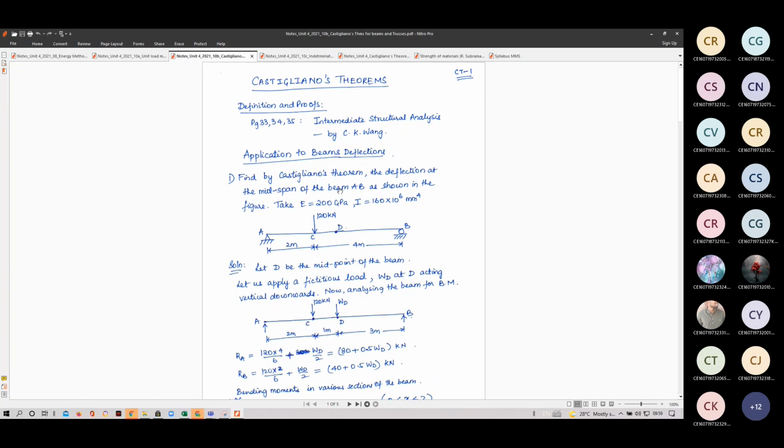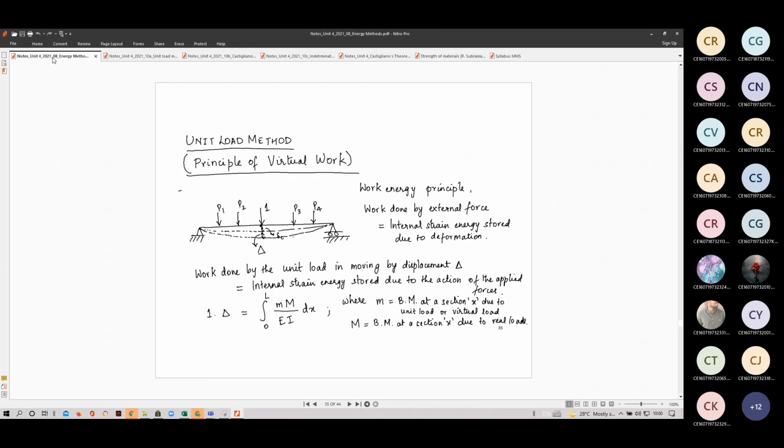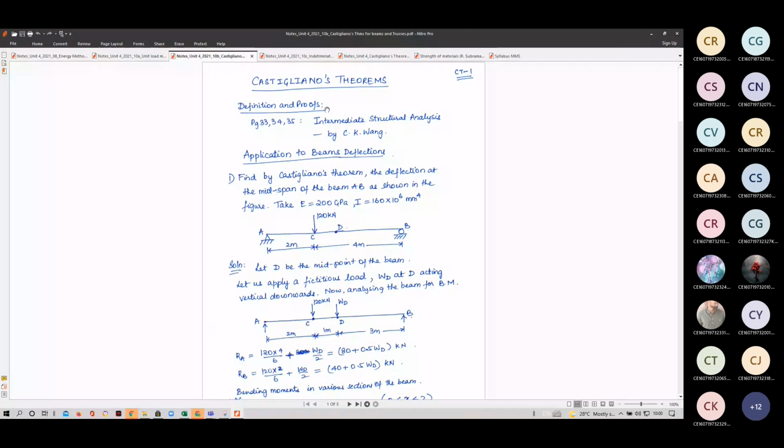So now I am taking another example for a beam by Castigliano's theorem. Here in these notes I have mentioned the definition and proof on pages 33, 34, 35 of this book, which I have already included here. I will be sharing it with you. Now, application to deflections, Castigliano's theorem, we are continuing from there. This was the notes which I originally had given you, which I have done in the class. These are the additional problems which I am telling you today.